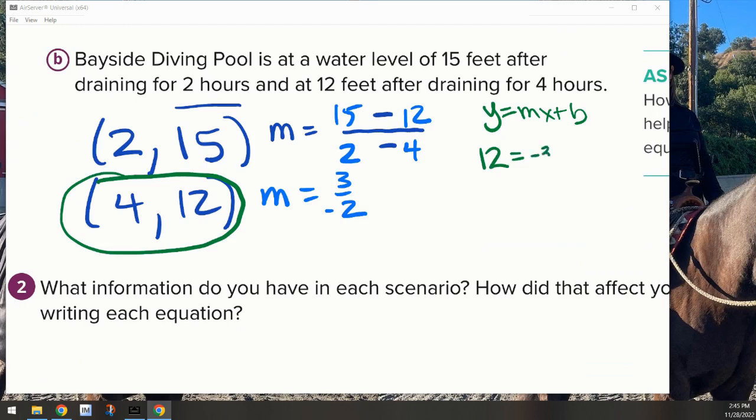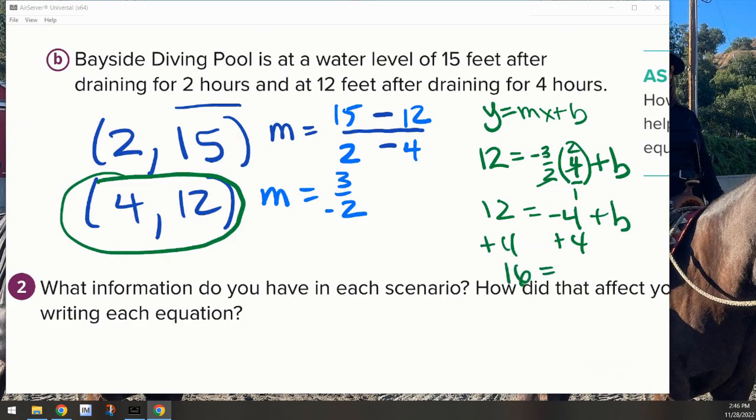My m value is -3 over 2. My x value is 4 plus b. Remember, 4 is the same thing as 4 over 1. 2 goes into 4 2 times, so I have 12 equals -4 plus b. I add 4 to both sides, and I get 16 equals b.